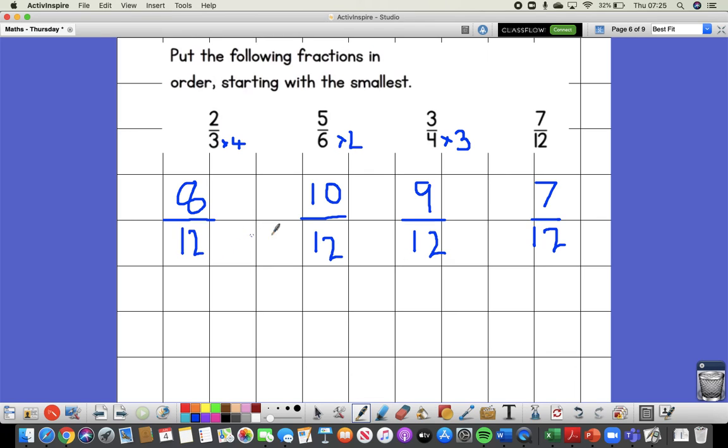So now we've got the same denominator, we can actually order them. We're starting with the smallest first. So the smallest fraction is 7/12, then on to 8/12, then to 9/12, and then finally to 10/12. And we have correctly ordered the fractions.